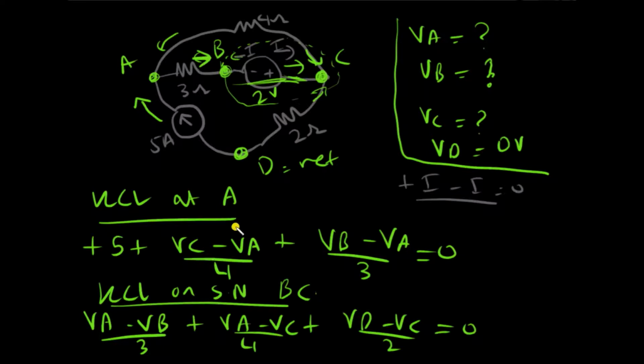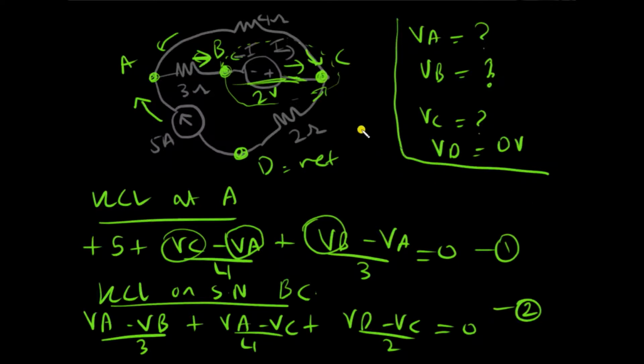So if you look at it, there are three unknowns, VA, VC, and VB, and there are just two equations, so this is mathematically unsolvable. But thankfully there is one other thing in the supernode concept, which is that you can always form one other equation in a supernode, and that is clearly VC is at the positive terminal of the voltage source and VB is at the negative terminal of the voltage source.